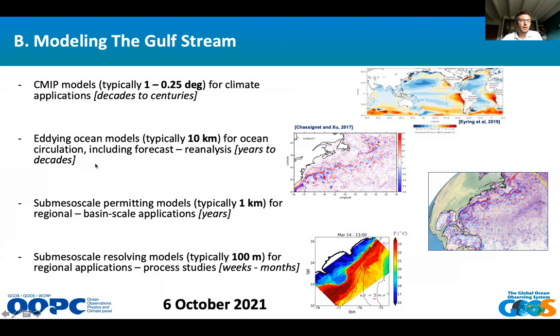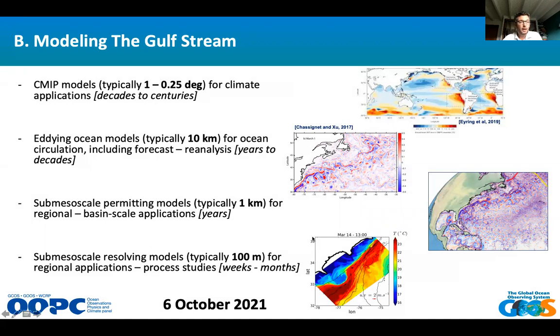So we talk about eddying ocean models for those with typically horizontal grid scales on the order of 10 kilometers, which are able to resolve baroclinic instability and the generation of mesoscale eddies and their impact on the flow. These are the models that are commonly used to study the ocean circulation, with numerous applications in operational oceanography.